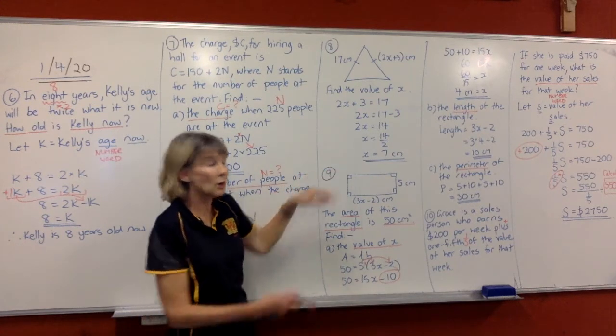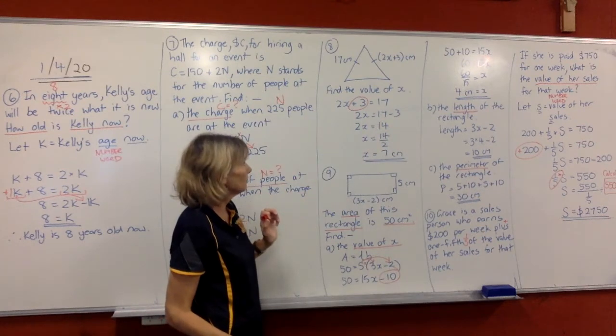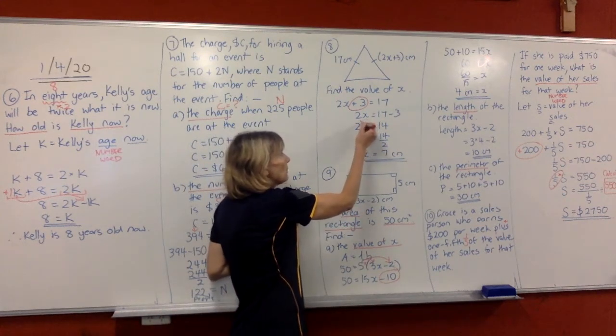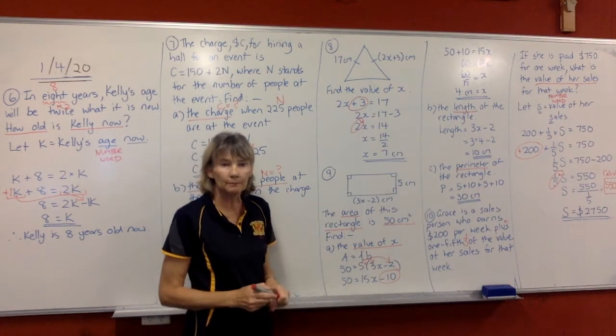So now we've just got to solve it. Get rid of your plus 3. Come over and minus 3. Then get rid of your times 2 by dividing by 2 and work your answer out.